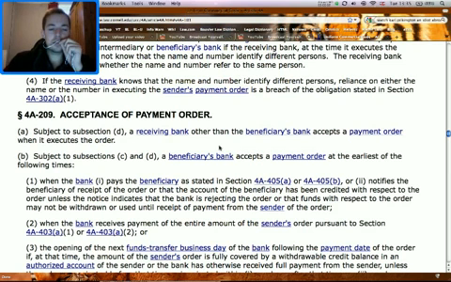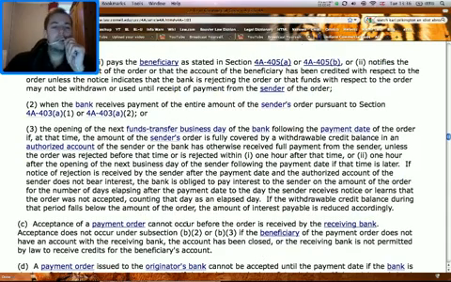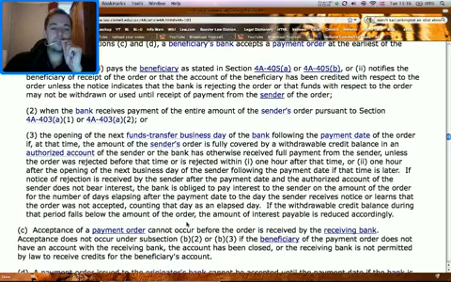Subject to subsections C and D, a beneficiary's bank accepts a payment order at the earliest of the following times. 1. When the bank pays the beneficiary as stated in section 4A-405A or 4A-405B, or notifies the beneficiary of receipt of the order or that the account of the beneficiary has been credited with respect to the order, unless the notice indicates that the bank is rejecting the order or that funds with respect to the order may not be withdrawn or used until receipt of payment from the sender of the order. 2. When the bank receives payment of the entire amount of the sender's order pursuant to section 4A-403.